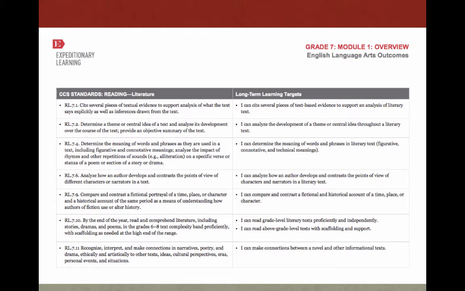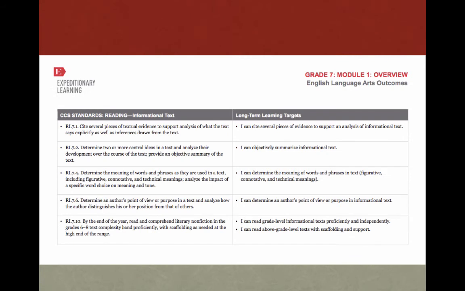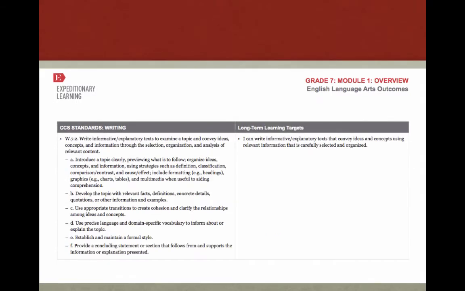This example shows the standards and I can statements for the literature standards. Here are the informational standards and related long-term learning target or I can statements. Next are the writing standards and the related long-term learning targets or I can statements. Note that within each strand there may be multiple pages. In this video, you are seeing one example from each strand.